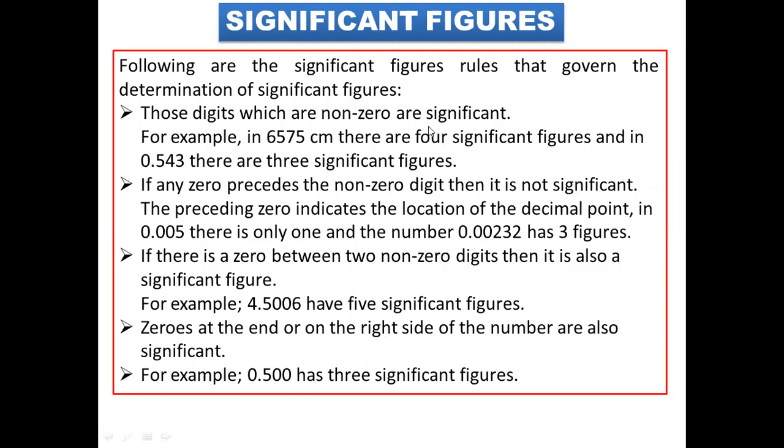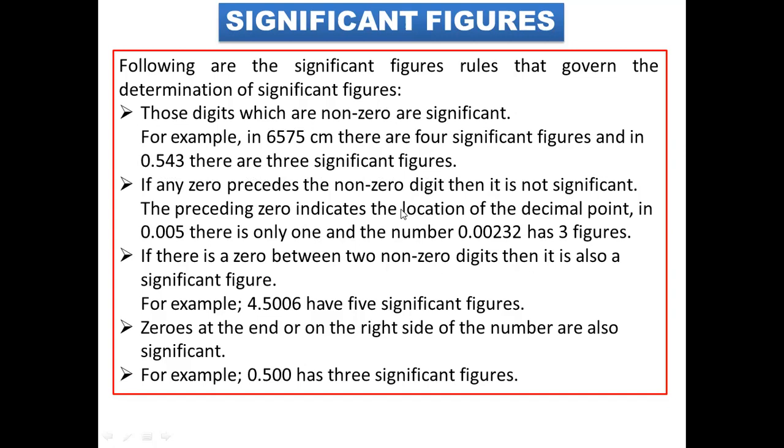Those digits which are non-zero are significant. We have already discussed this point. 6575 has 4 significant figures, and in 0.543 there are 3 significant figures. After the decimal there are 3 whole numbers, so that's why there are 3 significant figures.